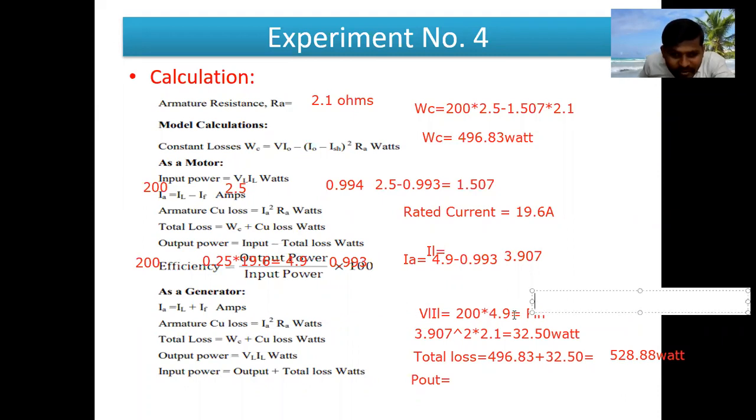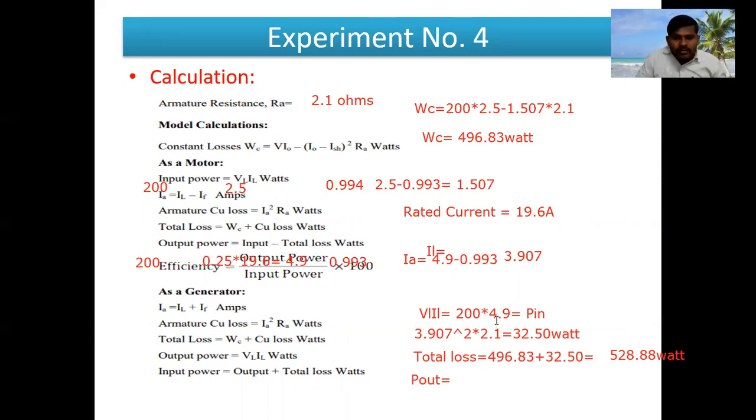इनपुट पॉवर आहे इथे कॅल्क्युलेट केली, 200 इंटू 4.9 ची. त्याच्यावर आउटपुट पॉवर मिळेल आपल्याला, 200 इंटू 4.9 मायनस दिस लॉसेस इज नथिंग बट आउटपुट पॉवर. किती येईल, 200 गुणिले 4.9 मायनस 528.88. किती येत आहेत पॉवर आउटपुट, 451.12. 451.12 वॅट. ओके आता तुमच्याकडे आउटपुट पॉवर आहे, आपल्याकडे इनपुट पॉवर आहे.